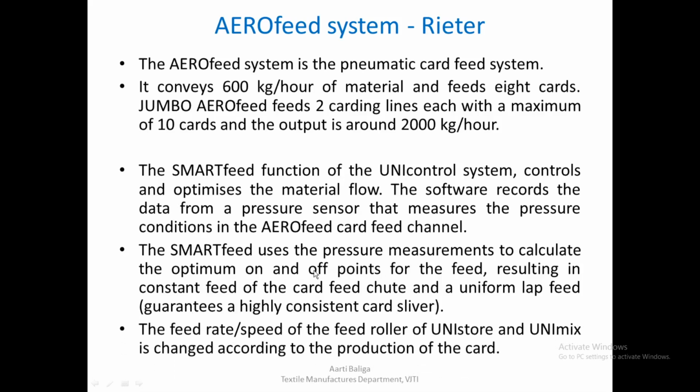To control the uniformity of the feed rate, the speed of the feed roller of the Unistore, the previous machine in the blue room, and also the Unimix, are changed if uneven material is being fed to the card. So by changing the speeds of these two earlier machines in the blue room, control can be had over an even feed to this set of cards. So it is changed according to the production of the card.